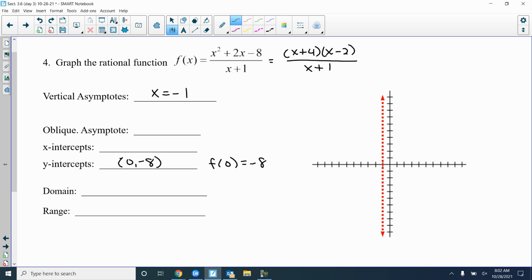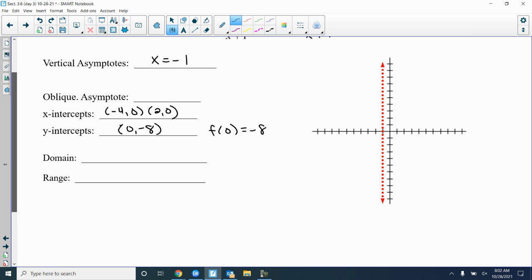Okay. All right, how about x-intercepts? Okay, Ryan Hammer, remember? Yeah, -4, 0, and 2, 0. So your numerator equals 0. Okay, so these two cases here, that's why you want to factor it. So you would set both of those equal to 0, and it would be -4, 0, and it would be 2, 0. Okay. Now, I'm going to plot those points, -4, 0, and 2, 0.